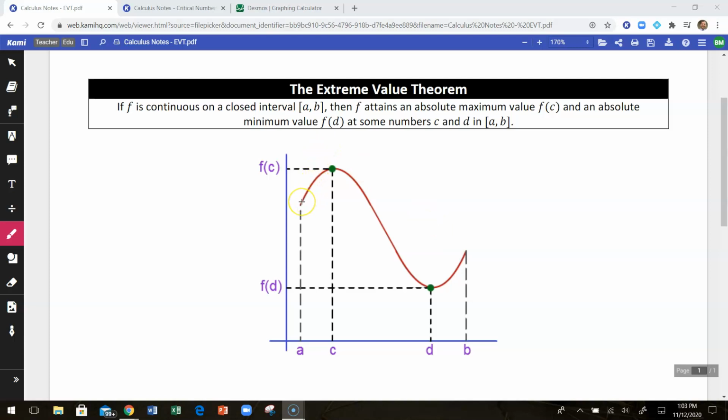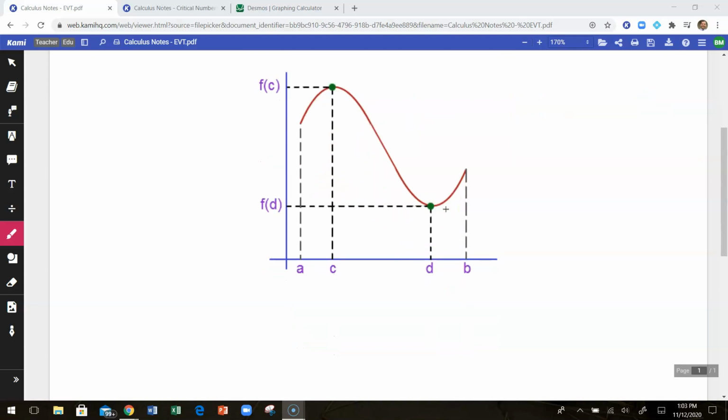It could be the same number the whole time, right? So if I had a constant function and it just went straight across, there is an absolute maximum and an absolute minimum. They would be the same number, but they occur everywhere over that interval. So in this case, it's very clear to see that f of c is our absolute max and f of d is our absolute min. But the extreme value theorem is just saying that there's guaranteed to be one of each.